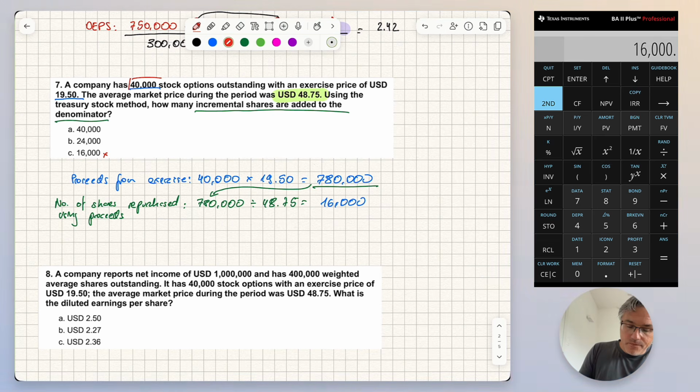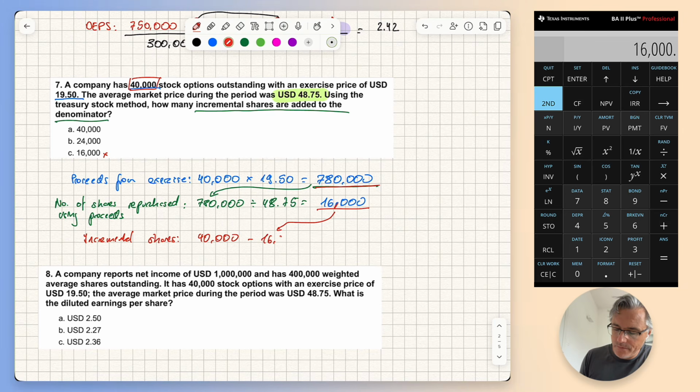What we actually do is take the number of shares that the options will convert into. So 40,000, we call these the incremental shares, the additional shares. If the options are exercised, the company will have to issue 40,000 shares. The money from the exercise of the options would be enough to purchase 16,000 shares in the market.